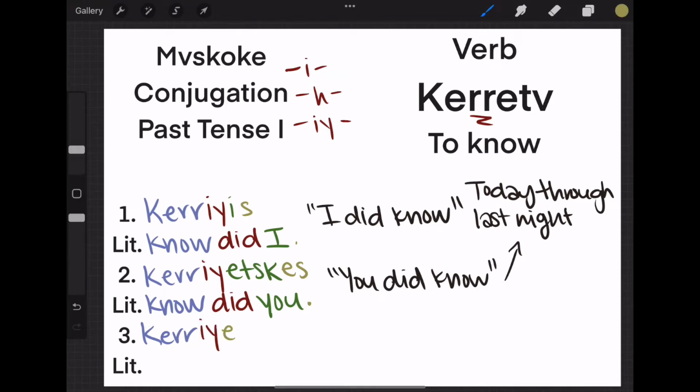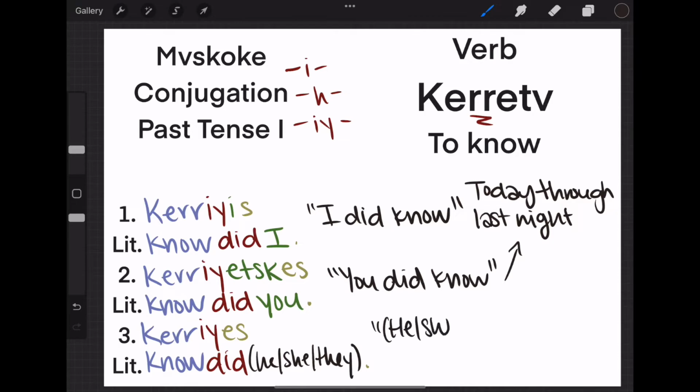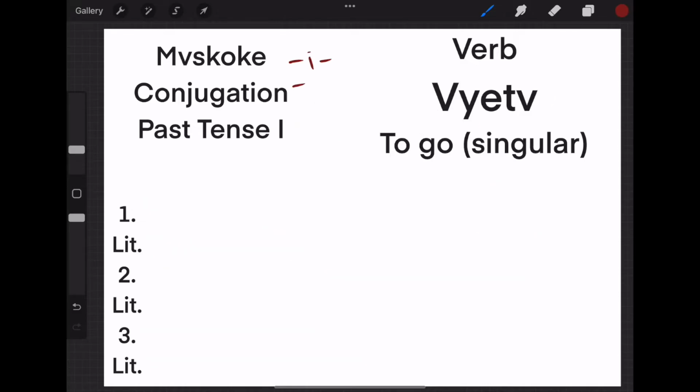Moving on to our third person, write down our verb stem, K-E-R-R, add in our past tense 1 indicator, IY, and then our declarative ending. This literally translates to know, did, he, she, they, or in English, he, she, they did know. Kerrayis. Our next example is going to be ayetv, to go, singular verb.